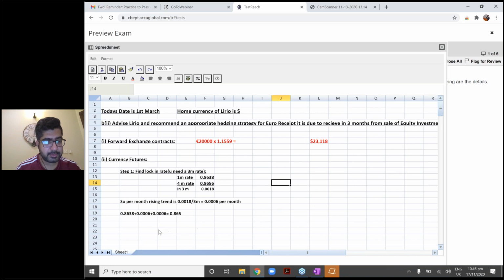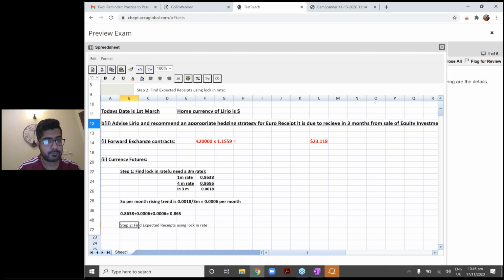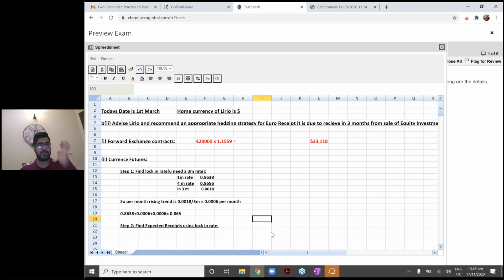Once you get the lock-in rate, carefully pay attention. Step 2 is to find expected receipts using the lock-in rate. This is the second step. Once you find the lock-in rate, find expected receipts using this lock-in rate. So pay attention.